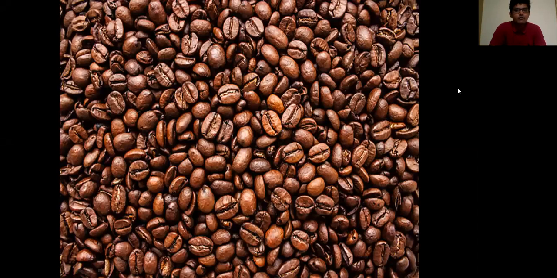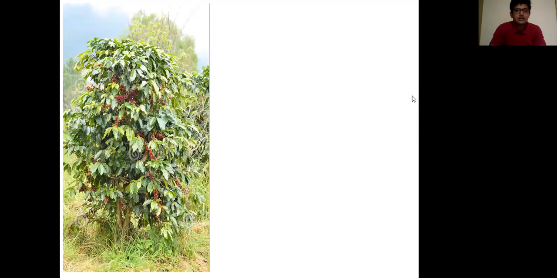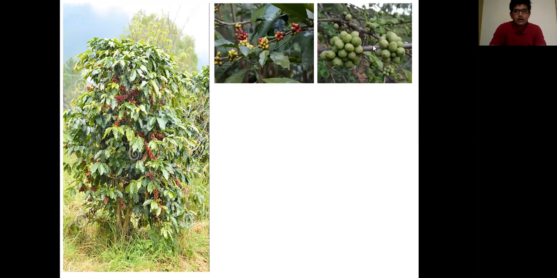So these are the coffee beans. Every day we are taking coffee. Here today we are going to see some important aspects of the coffee powder. So basically this is the tree from which the coffee powder is prepared. The coffee is prepared from the coffee beans, and this is the plant from which the coffee beans are collected. So these are the fruits of coffee beans.